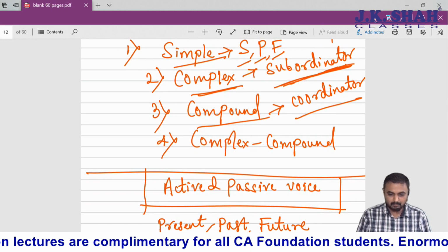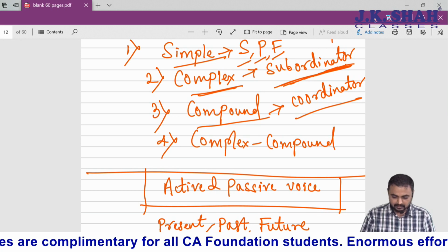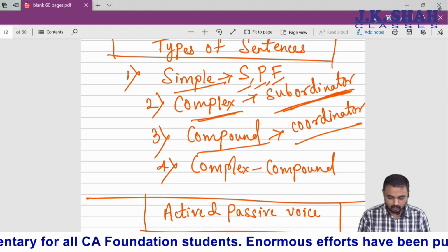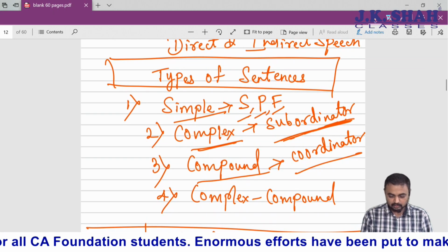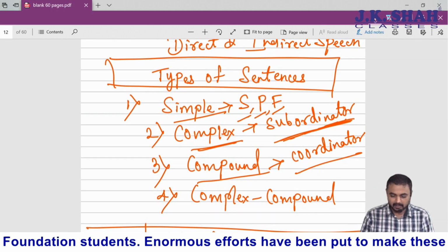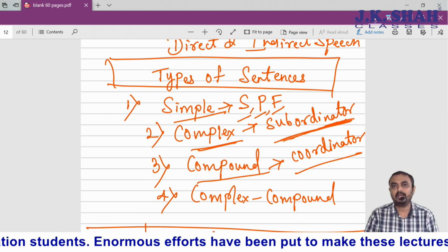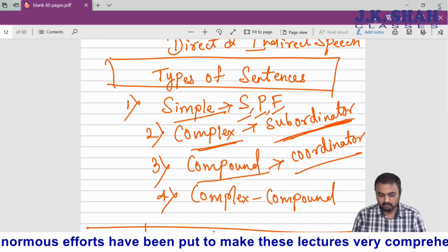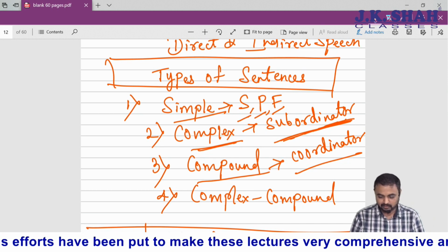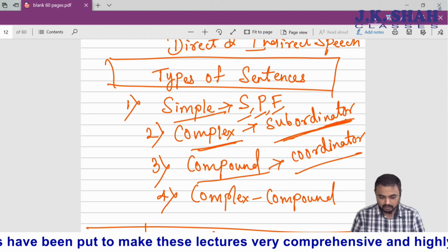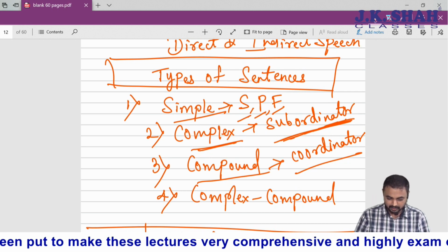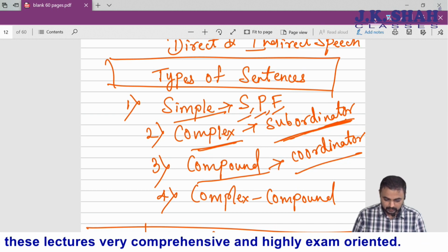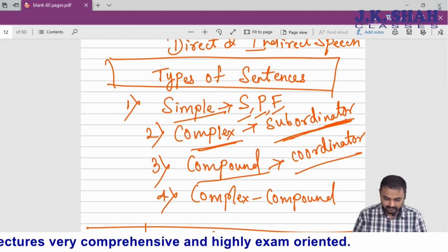Next, the complex compound sentence. A sentence which is a combination of a complex sentence and a compound sentence is called a complex compound sentence. So if we revise it once: simple sentence, one subject, one predicate, one finite verb. Complex sentences, one main clause and one or more than one dependent clause joined by a subordinator. We saw some examples of subordinators: if, unless, after, before, because, though, although, etc.